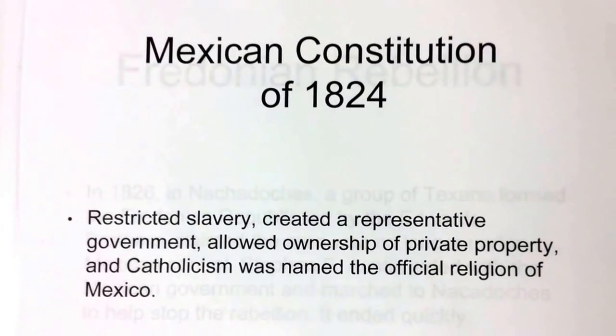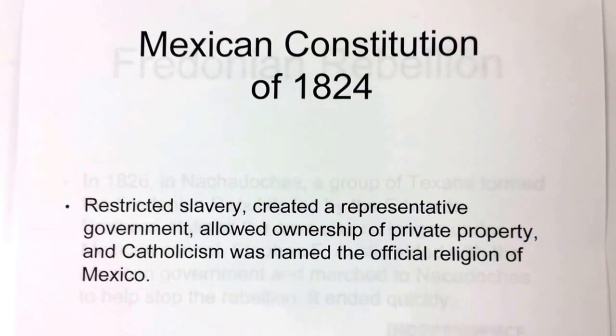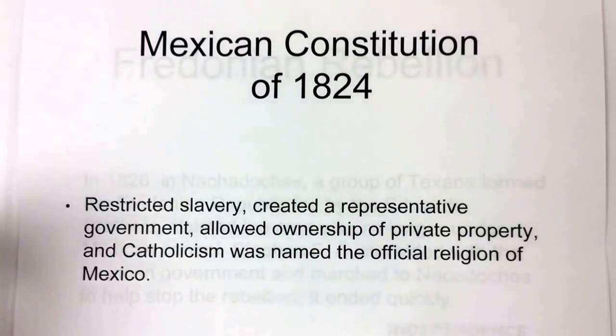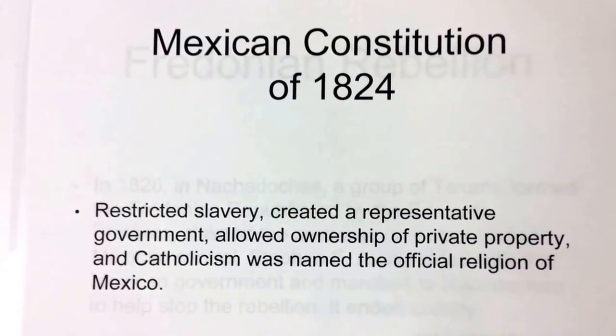So first part, we have our Constitution of 1824. This was on our last test, and this is the information that we have for it. Remember that it restricted slavery, so it basically told settlers coming in from America they could not bring slaves. It's going to create a representative government where people get to vote and have a say in the government, and it's going to allow ownership of private property. So that means that people could own their property. Remember, the impresarios are going to come in and they're going to get the land for very cheap. And then Catholicism was named the official religion of Mexico. So this was all the information that we needed to remember from our previous unit on Mexico gaining their independence and information about the Mexican Constitution of 1824.